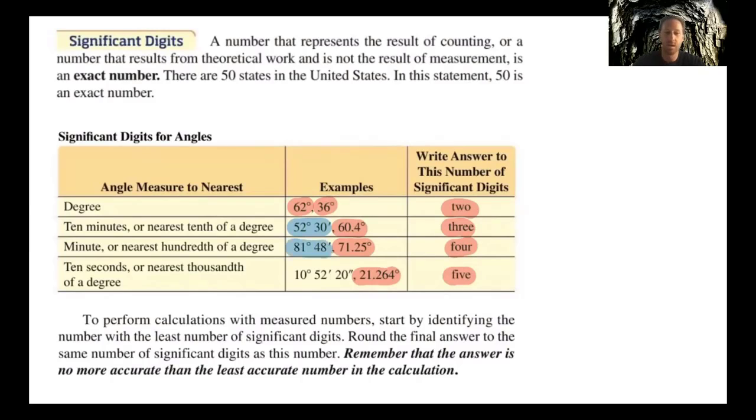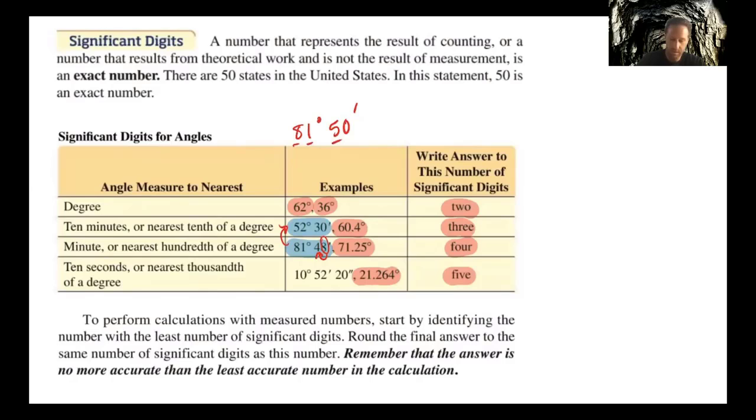Same thing with the next one, 81 degrees, 48 minutes. That obviously has 4, no ifs, ands, or buts about it. But if we wanted to work backwards and give them just 3, then for that one, we would have said 81 degrees and 50 minutes, because we're taking the 8 and rounding it up to the next highest digit, the third, 1, 2, 3 significant figure. Okay, so again, be very careful with these.